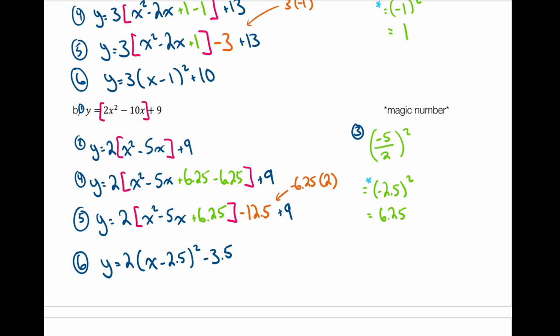So again, very similar steps. We're still trying to find that perfect square trinomial. The only difference here is that we have to common factor first, and then when we move the term outside of the bracket, we have to reapply that factor.